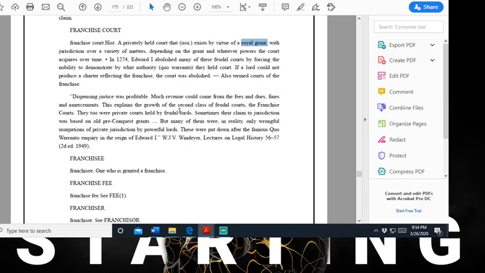With this matter, you have to understand that you can file a writ of quo warranto, and a lot of y'all just don't have the capabilities or the skill sets to file a writ of mandamus, an injunction, and a writ of quo warranto. So these are just remedies that can be held. If a lord could not produce a charter reflecting the franchise, the court was abolished, also termed courts of franchise.